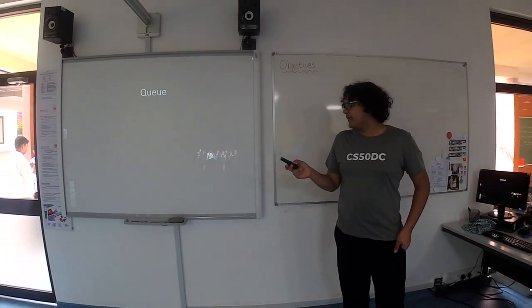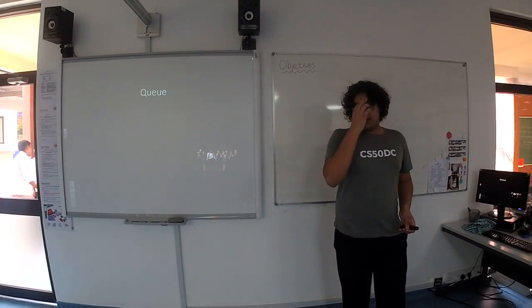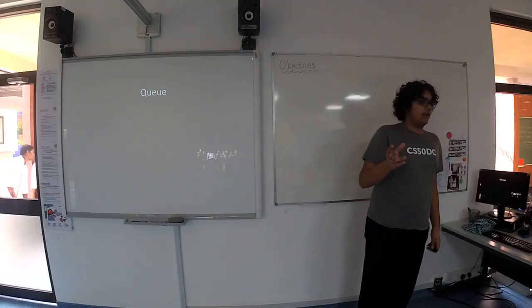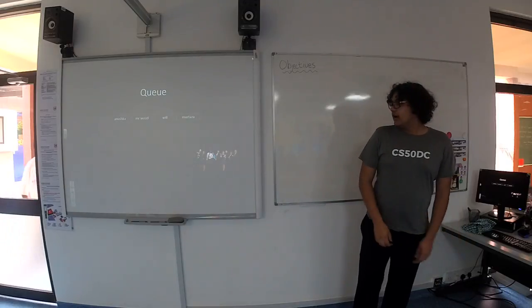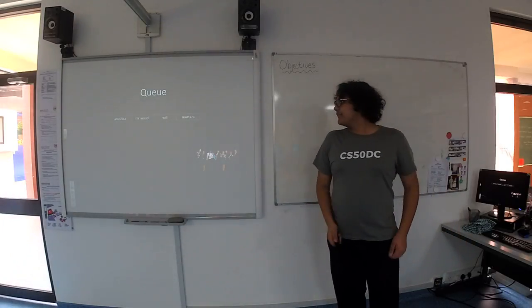So now we've got another abstract data type, which is a quite simple one. This is called a queue, and as you can guess, the example I'm going to give here is that we're all standing in line for lunch. So this is what it would look like.